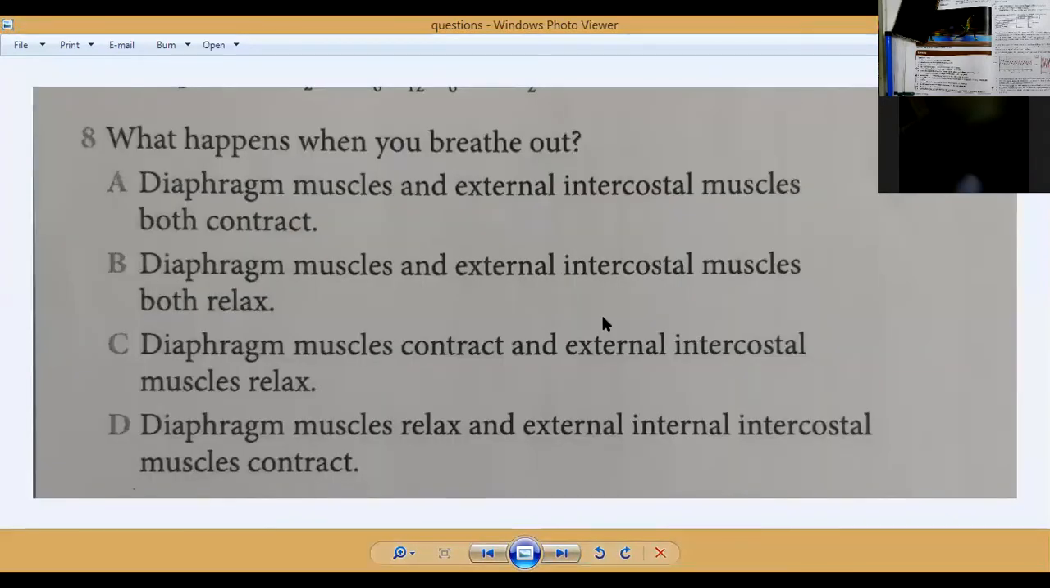Now the next question. What happens when you breathe out? A, diaphragm muscles and external intercostal muscles both contract. B, diaphragm muscles and external intercostal muscles both relax.